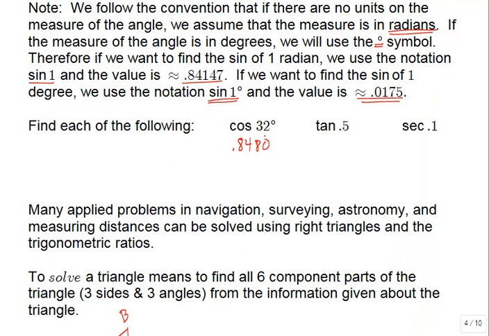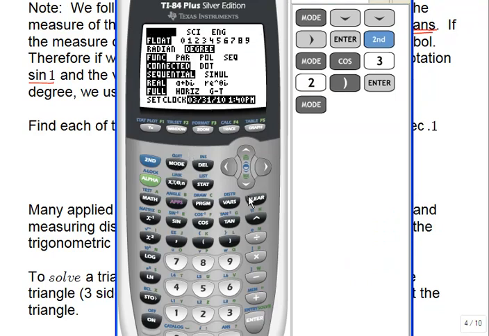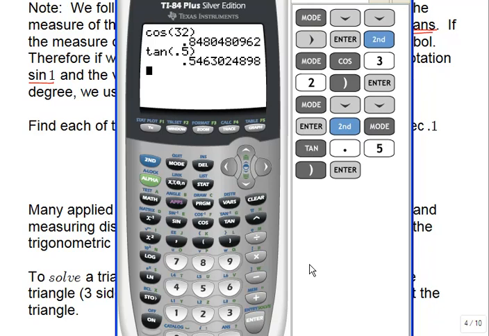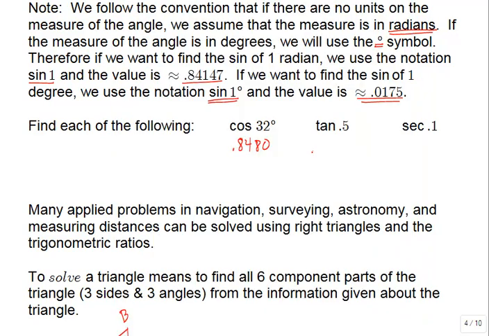Okay, now if I want tangent of 0.5 or secant of 0.1, both of those do not have the degree symbol, so we want to be back in radians. So I'm going to go back to mode, and I'm going to switch it back to radians by highlighting it. And then the first one here was tangent, so I'm going to do tangent of 0.5. We were in radians now, so the calculator knows that, and this is 0.5463, approximately. These are all approximate values, and we're rounding off to about 4 decimal places.